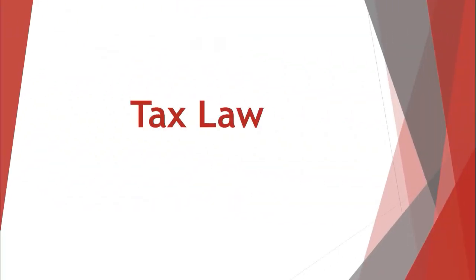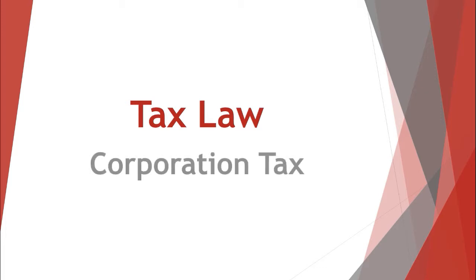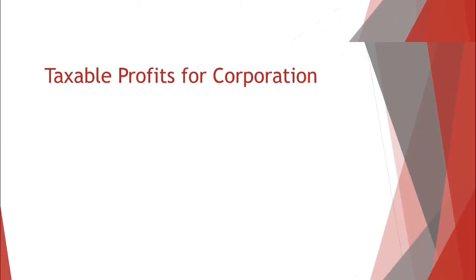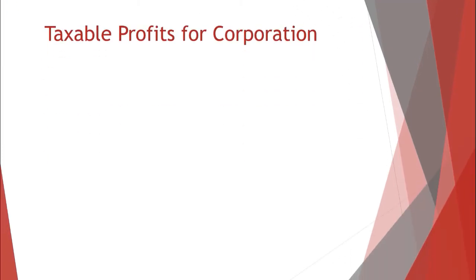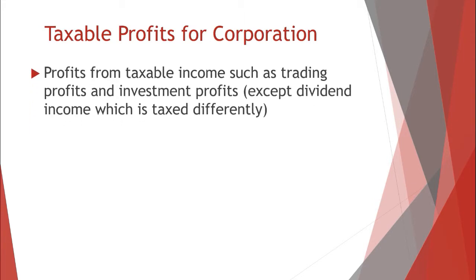In this module, we will look at an overview of the corporation tax in the UK. The tax relevant to companies as well as to unincorporated associations such as members' clubs but not to partnerships is corporation tax. This covers profits from taxable income such as trading profits and investment profits, except dividend income, which is taxed differently. Companies do not pay income tax or capital gains tax.